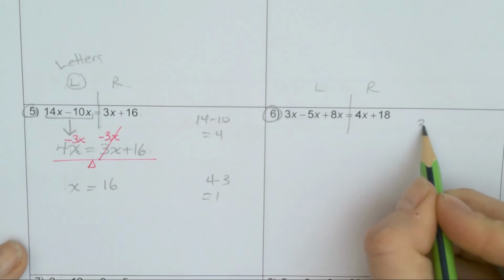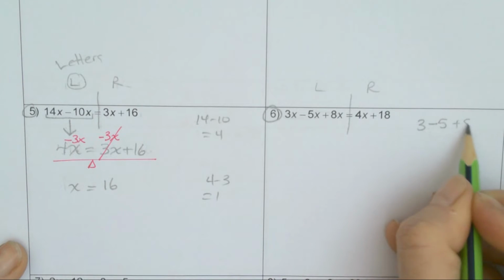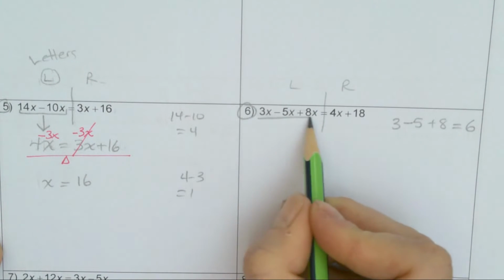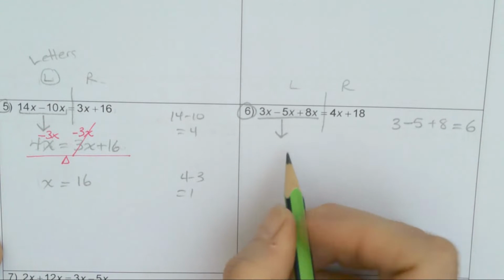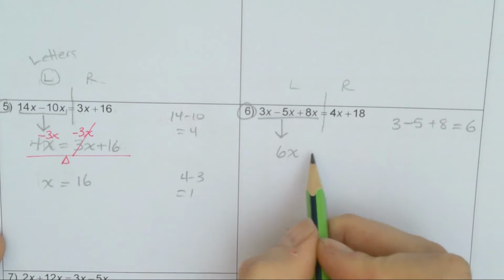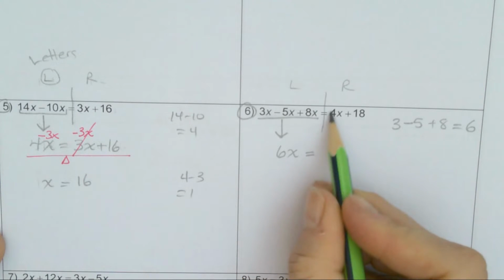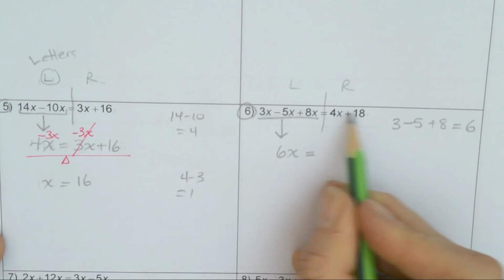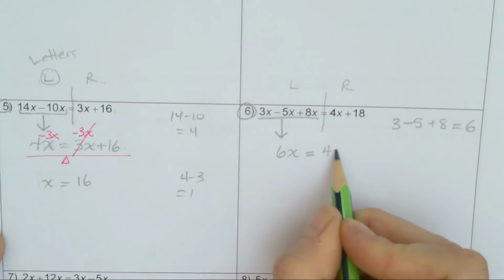So I just go 3 minus 5 plus 8 in my calculator. And how much is that? 6. So on this side, all of this simplifies to 6x. It becomes more simple. Now I put my equal sign. Can I put these together? This has an x, this does not have an x, so I can't put them together. So I'm going to write them out again.